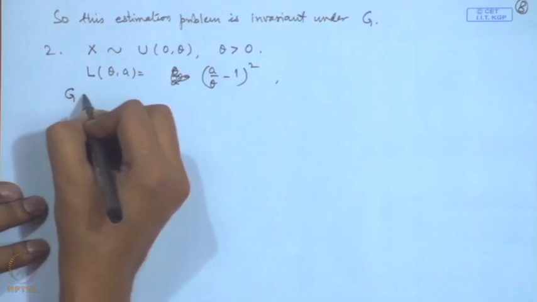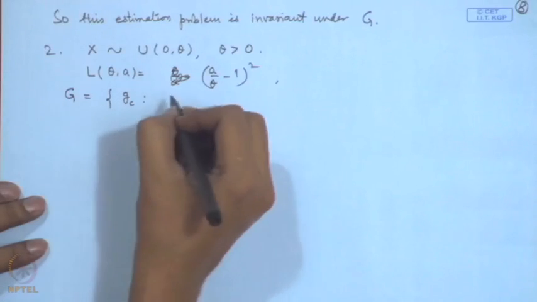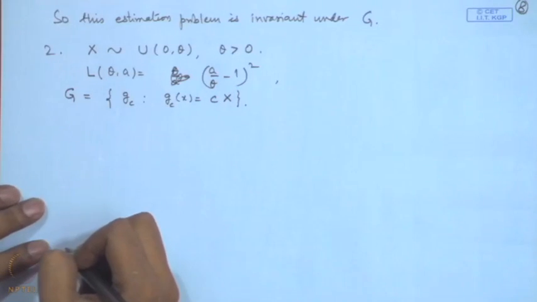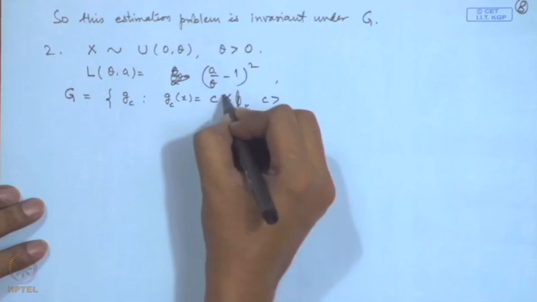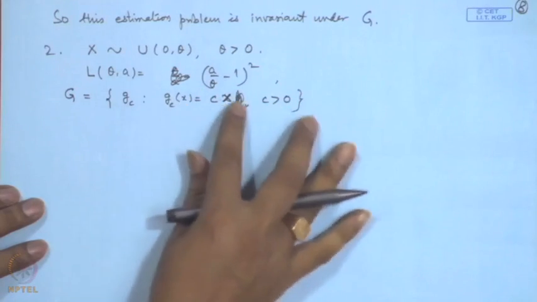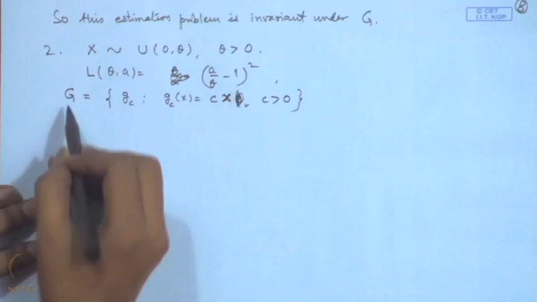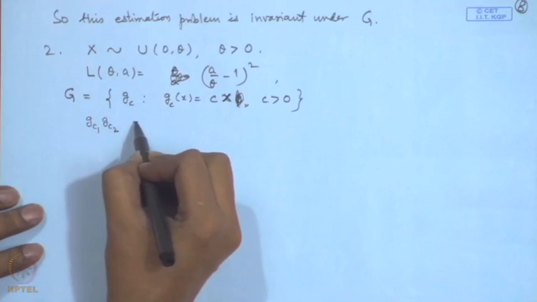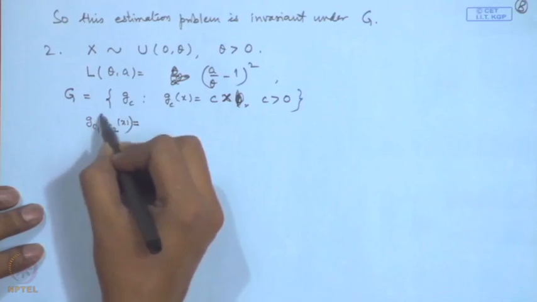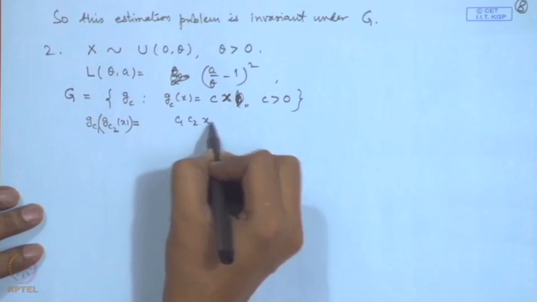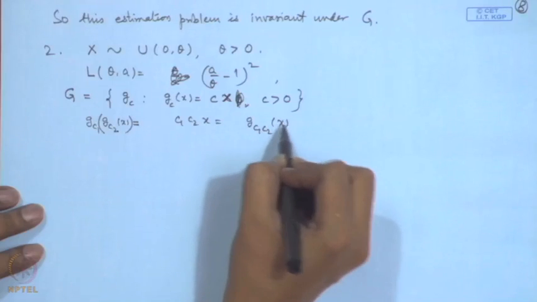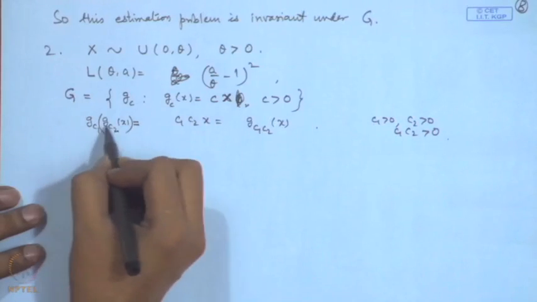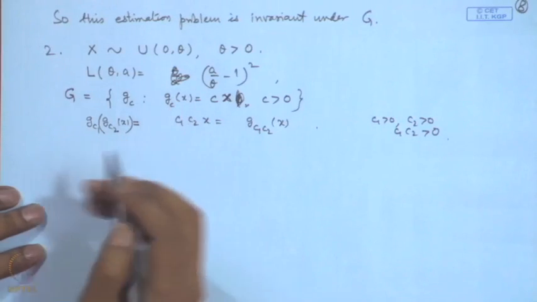Let us consider the group of transformations G_c, where G_c(x) is equal to c x and c is positive. First of all, we can see whether it is a group of transformations. If you consider the composition, say G of c1, G of c2, then that is equal to c1 of c2 of x, that is G of c1 c2 of x, and if c1 is positive, c2 is positive, then c1 c2 is also positive. So, it is closed under the composition.